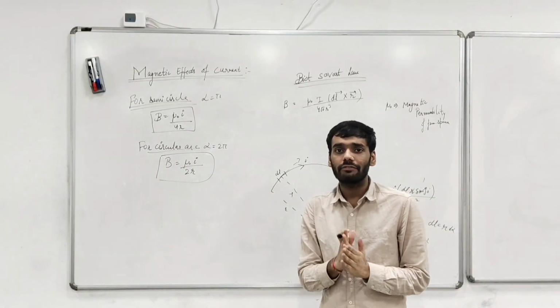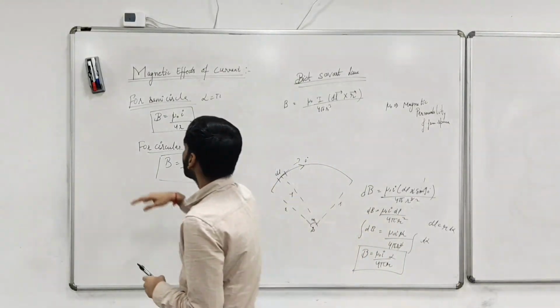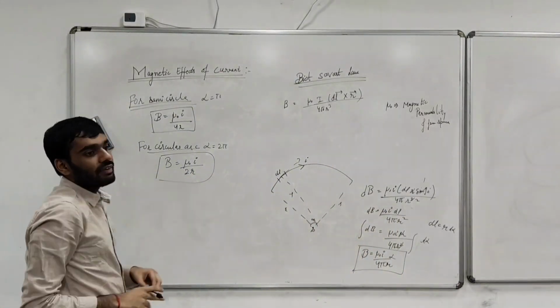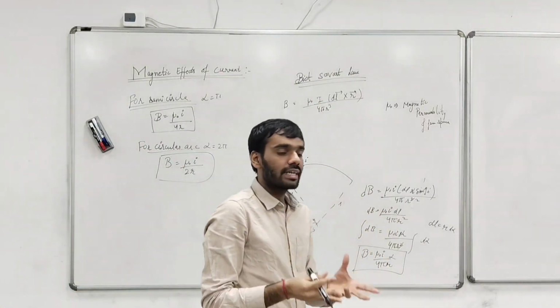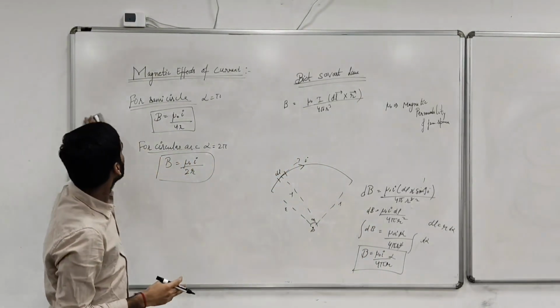Let's move toward current carrying wires. What will be the magnetic field produced by a current carrying wire? We will initially begin with the finite length wire, then we will see the infinite length wire, and later on some more cases.